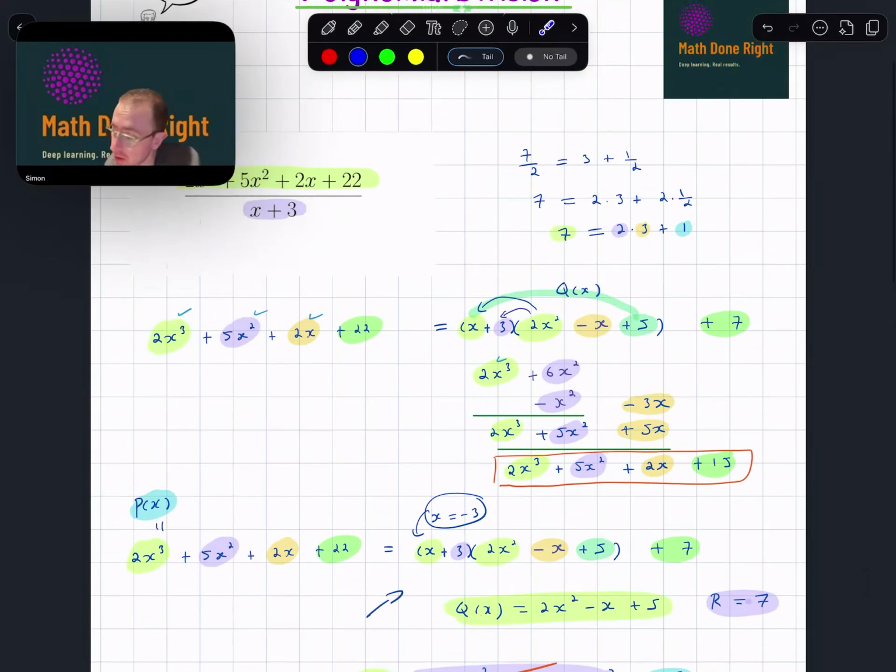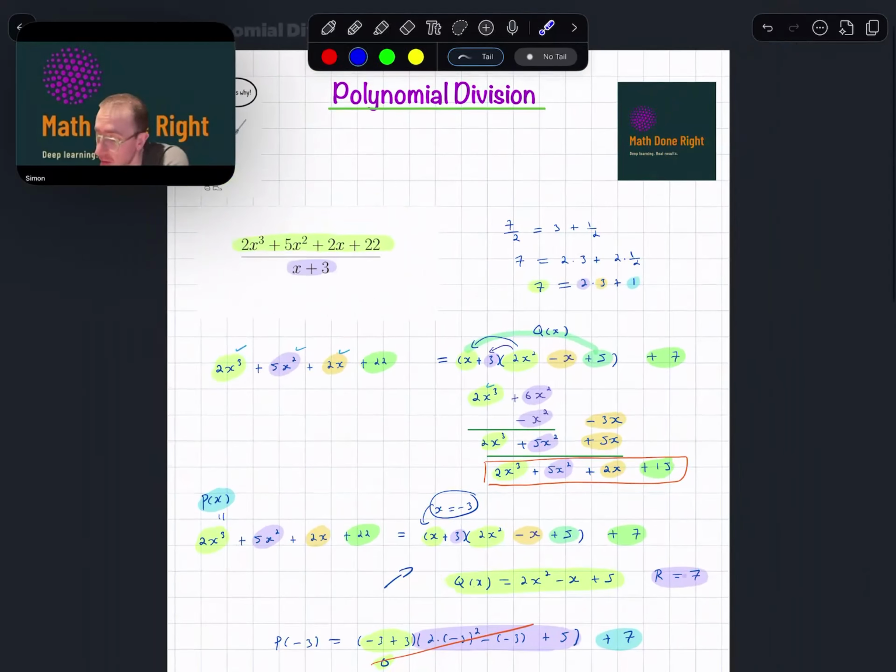The other things in our polynomial division toolkit, along with polynomial division like this, are the factor theorem and the rational roots theorem. And we talk about those in other videos.